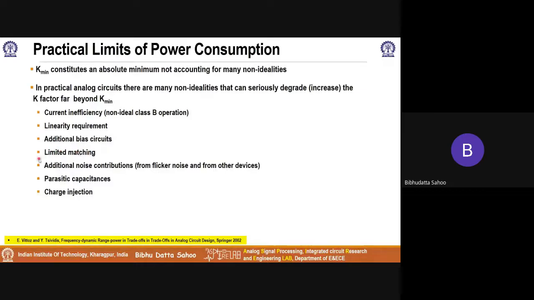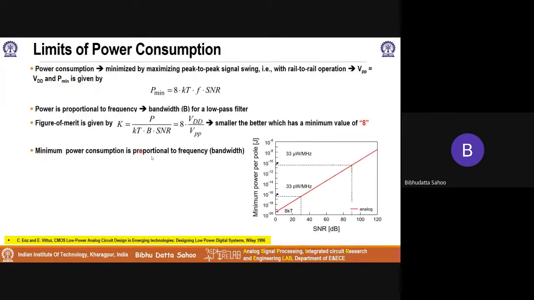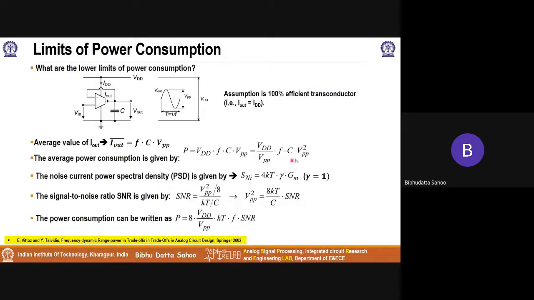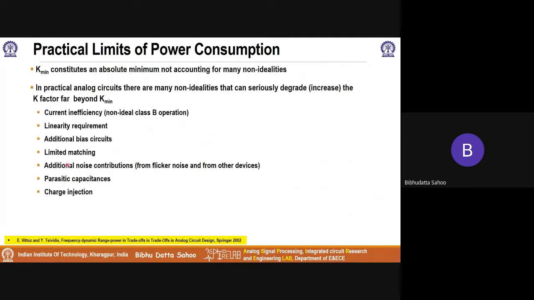We also have to make sure that we are meeting the matching requirements, so we have to make the devices bigger. When we make the devices bigger, we increase the capacitance, and as we increase the capacitance, our power consumption increases. So this will also increase the overall power and make the K bigger and bigger. The figure of merit gets worse and worse.